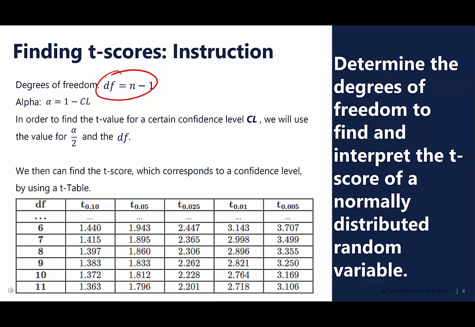Remember your confidence level, and 1 minus that was your alpha. That's still the case, and you still want to divide that by 2 whenever you're trying to find the correct t-score to use. So the t-score is the t-distribution version of a z-score. As you can see here, once you have your table, you take your alpha, the remaining area outside of your confidence level, divide that by 2, and then go to the correct degrees of freedom, and that's how you determine your t-score. Let's do a couple of examples.